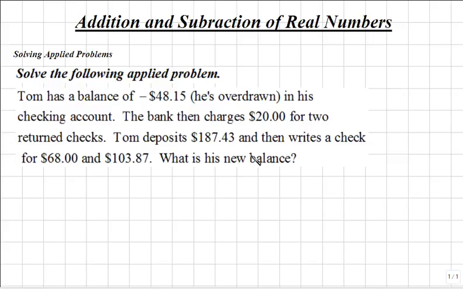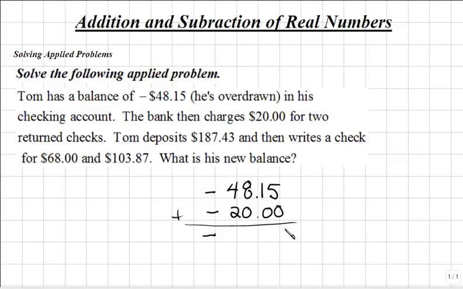To find this answer, we'll begin with Tom's balance of negative $48.15. From this, the bank then charges another $20 on top of this for return checks. That means the bank is also going to withdraw $20 more from this negative balance. That would mean that we are subtracting $20 from this balance. To find this answer, consider that we're adding two negative numbers together. And so, adding this, our result will be negative.